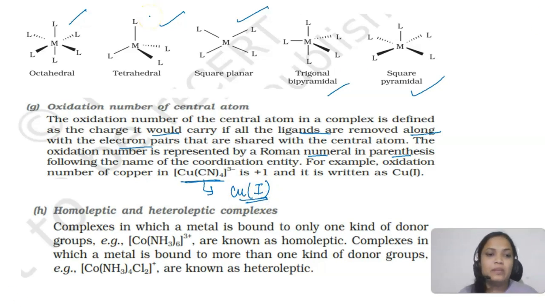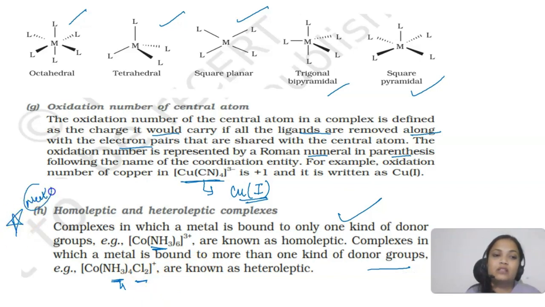Next is homoleptic and heteroleptic complexes, which is again important. Homoleptic means in which a metal is bound to only one kind of donor groups, okay. Like here all the 6 groups are ammonia, one kind of group is there, so it's a homoleptic compound. Complexes in which a metal is bound to more than one kind of donor group are heteroleptic. Like here we have 4 ammonia and 2 chloride. A question was asked on this in NEET also, on this homoleptic and heteroleptic.